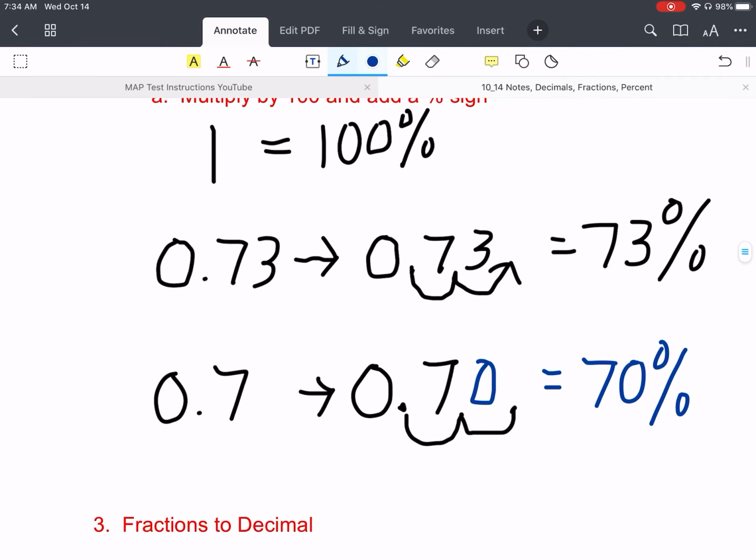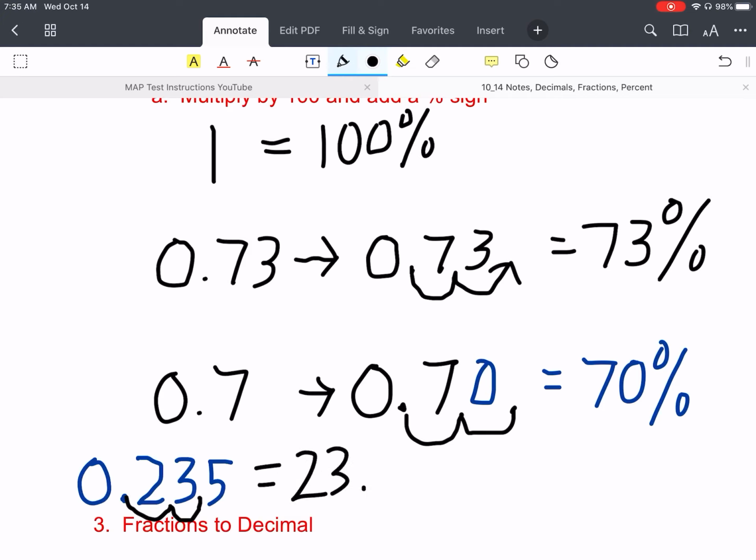Oh, we're running out of room. Let's say we have... All right, we're switched to blue for some reason. So if we have something like this, we're going to move the decimal point over twice, and then we have 23.5%. So you can multiply by 100, but the easiest way to do that is to just move the decimal point 2 spots to the right.